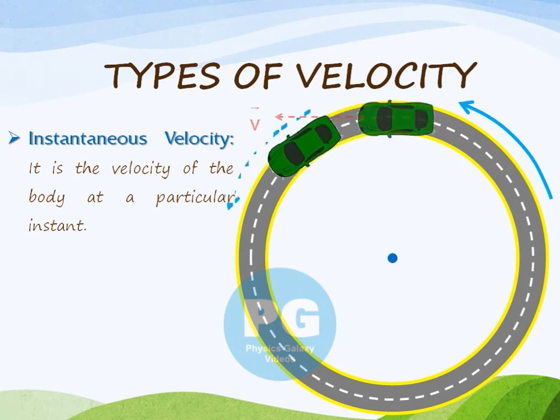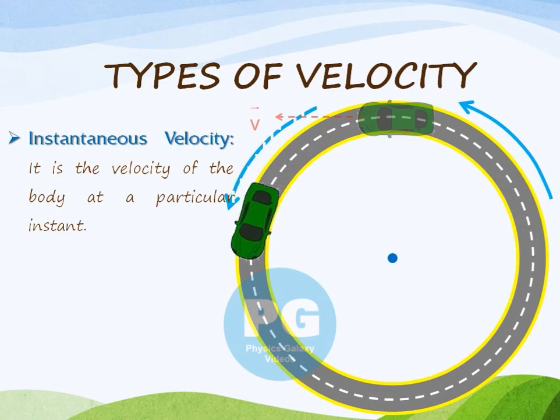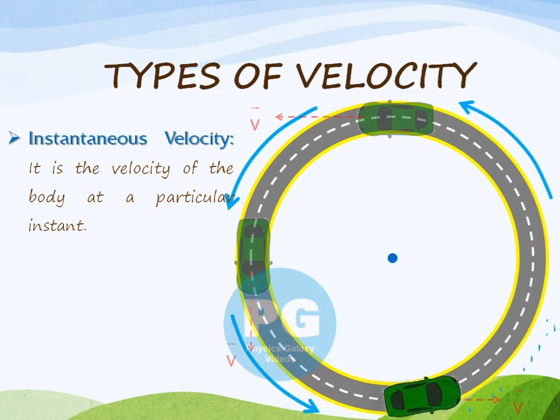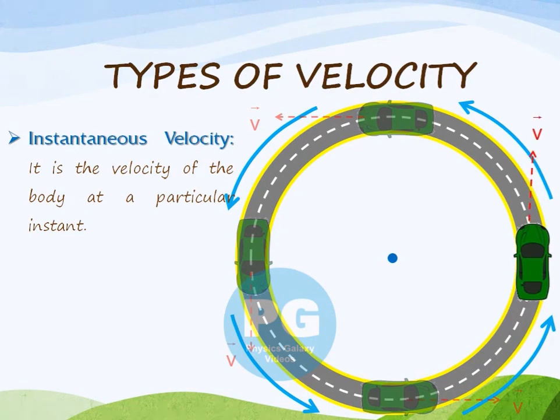It continues its motion on that circular path, and the direction of velocity at this instant is towards south. So it continues its motion and completes the entire circle, and we see the direction of instantaneous velocity changes at every point of the curved path. So the car might be moving with uniform speed, but as its direction is continuously changing, it is moving with a variable velocity, or we can say its velocity is non-uniform velocity.